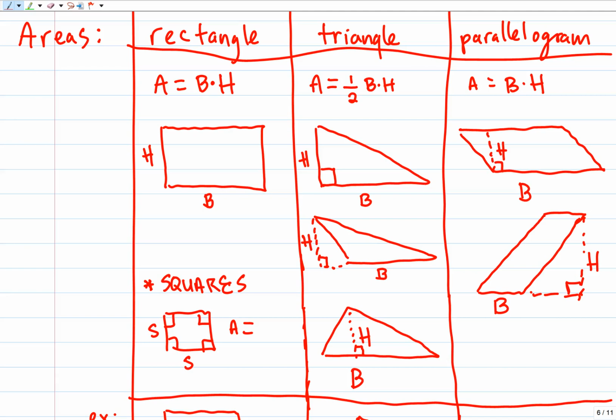We're going to go ahead and finish our discussion on geometry with areas, and then we're going to deal with some circles and volumes. But first, all of these formulas should make sense. The area of a rectangle being base times height.